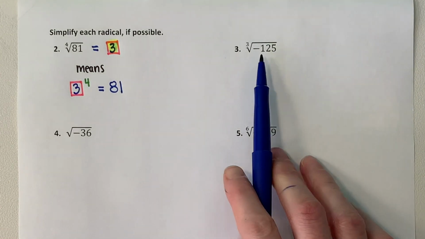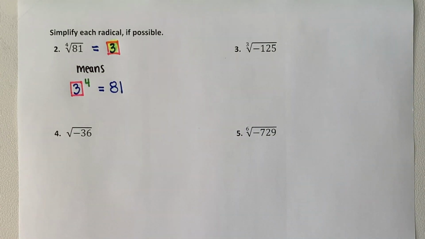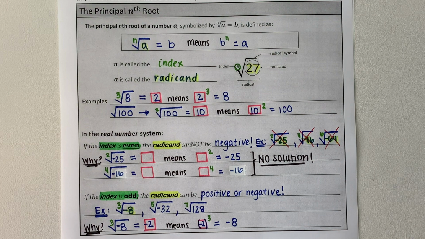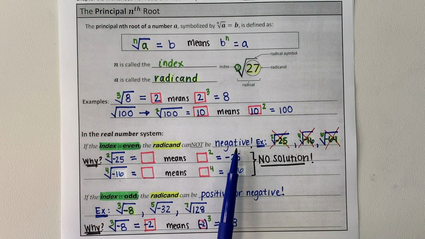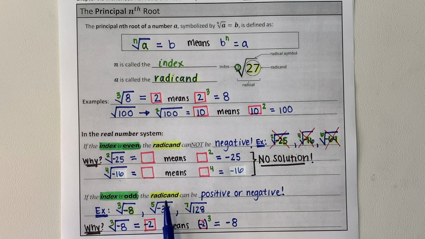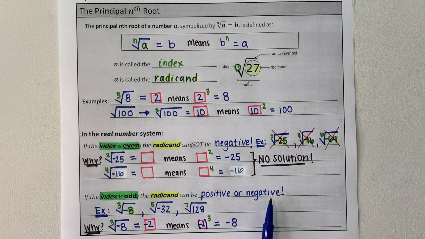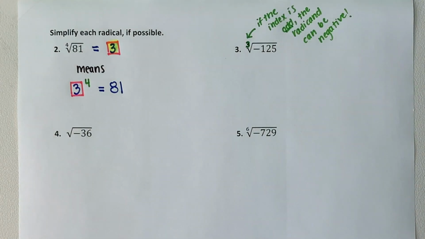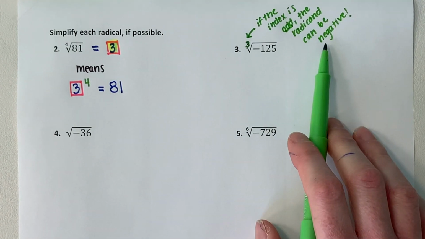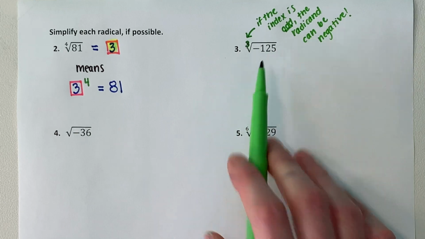Now, if you notice that your radicand is negative, you want to pause for a minute to ask yourself, is there a solution? Let's look back at the previous page. We said if the index is even, the radicand cannot be negative. If the index is odd, the radicand can be positive or negative. You'll have a solution either way. The index in this particular problem is odd. If the index is odd, then the radicand can be negative. So it looks like we'll have a solution here.